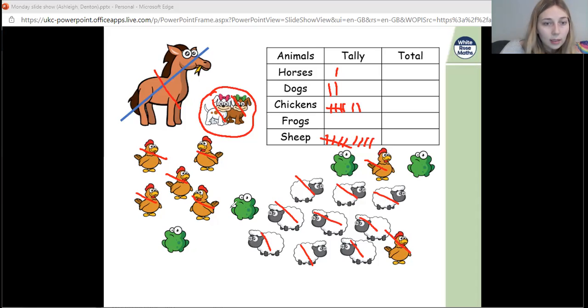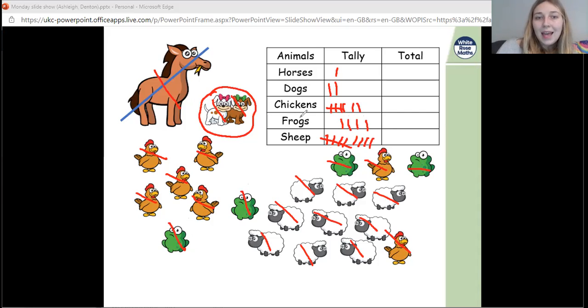Okay, last, how about frogs? 1, 2, 3, 4 frogs. So 4 tally marks. 1, 2, 3, 4. Good job. Well done. Now I'm just going to have a look at all of my animals, make sure I haven't missed any out. No, I think we're good.